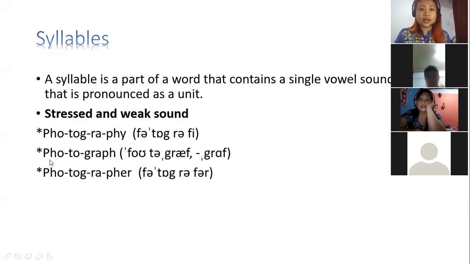Who would like to try the second word? Photograph. Yes, photograph, because the stress is in the first syllable. So photograph.